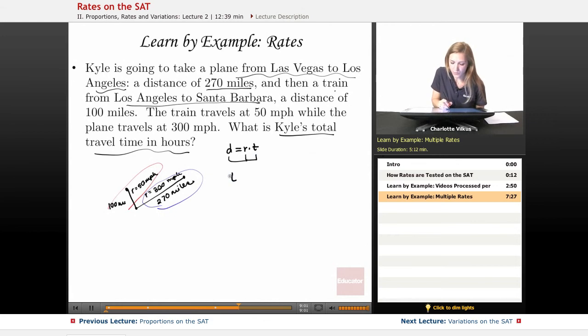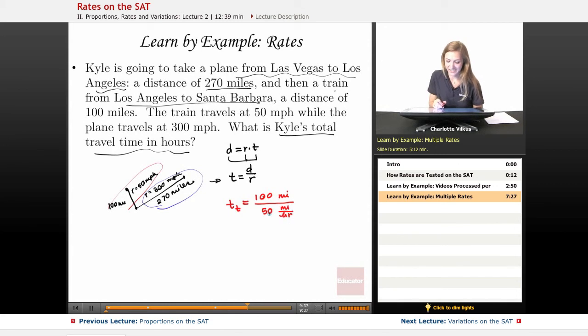So I can go ahead and rearrange that equation so that the distance over the rate is equal to the time. And that just makes it easier when I'm doing the other two because I can directly plug in. So if I'm looking for the time that he spends on the train, I can use the distance that he travels on the train. So that's going to be 100 miles. And the rate that he's traveling at when he's on that train is 50 miles per hour.